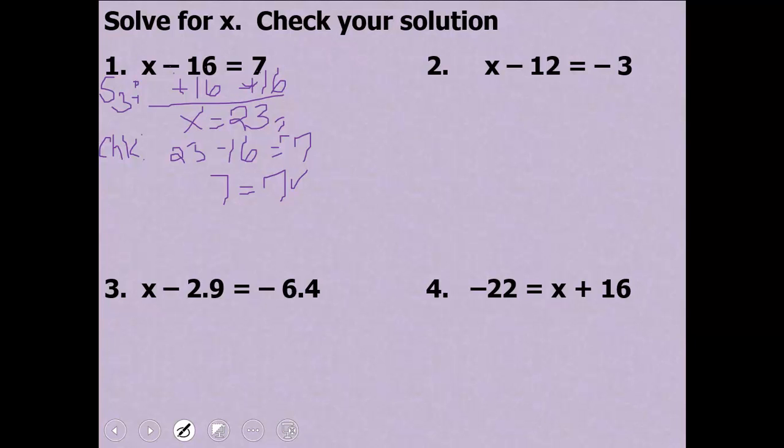All right, welcome back. I have x minus 12 equals negative 3. So here I go. Combining, I don't need to combine, I don't have anything to combine. Do I need to move variables? Don't need to move variables. Do I need to move constants? Yes, I have this 12 here that I need to move away from the x. So I'm going to add 12 to both sides.